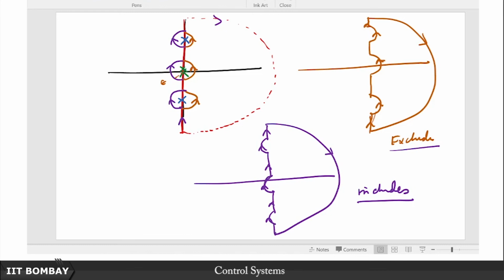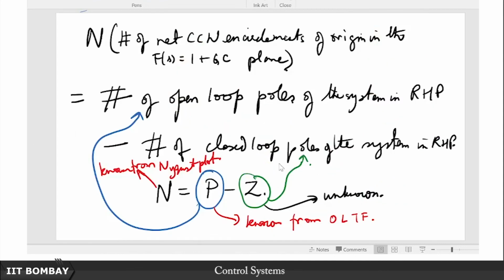To summarize, what we have seen today in this lecture is that if you carefully and cleverly choose this contour in the Argand plane and map it through this 1 plus GC, then just by looking at the number of encirclements of the origin in the 1 plus GC plane, you can deduce by using this simple formula, which is a consequence of the principle of argument, which I have taken a little bit of time to explain.